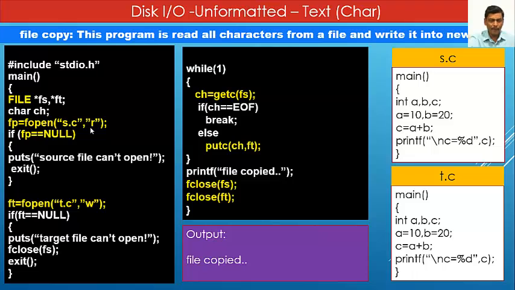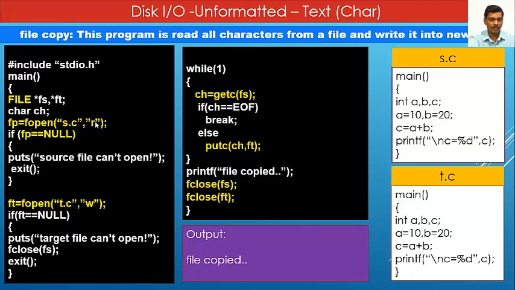Here we open the file using the fopen function. That function is an inbuilt function, defined in stdio.h. We have already discussed fopen. It requires 2 arguments. The first argument is the file name. The second one is the file opening mode. So s.c is the input, the file name is s.c. r is the file opening mode.